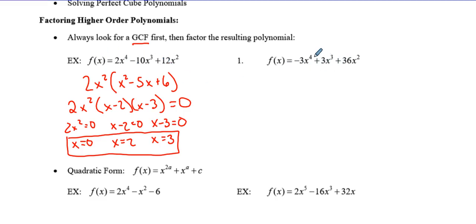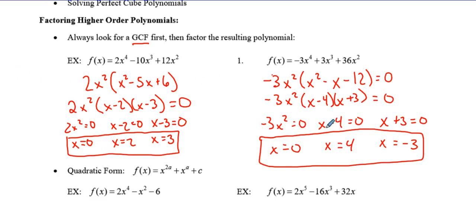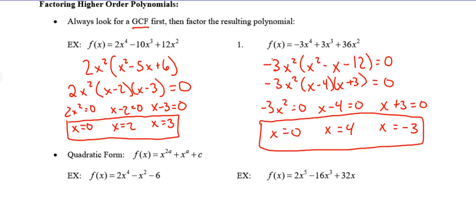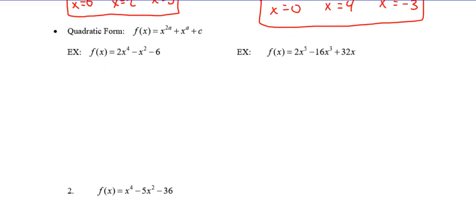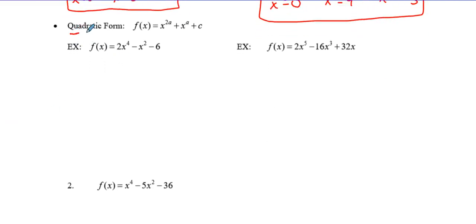Go ahead and pause the video and attempt problem number 1. Alright, pause the video. Okay, and here are the solutions to problem number 1. You should have 0, 4, and negative 3. If these are not the solutions you came up with, check back over the work, see where you made your mistake, and if you can't find it, talk with us and we'll see if we can find out what you did wrong.